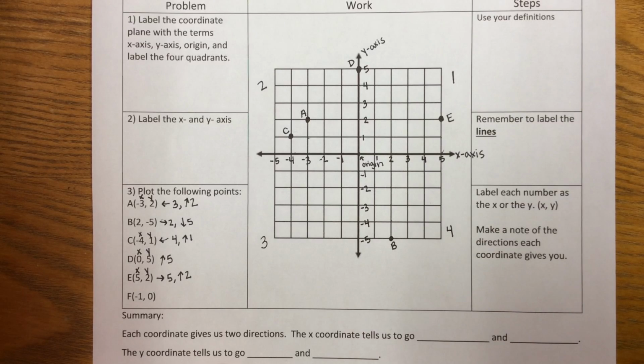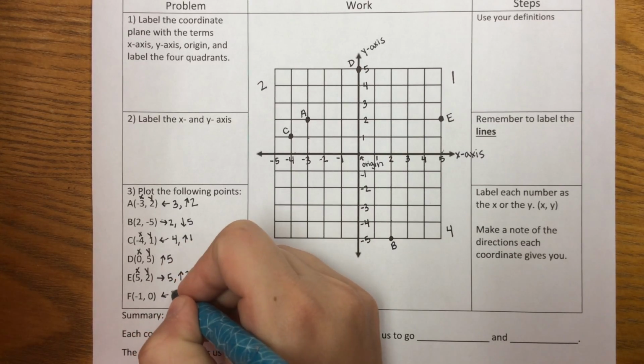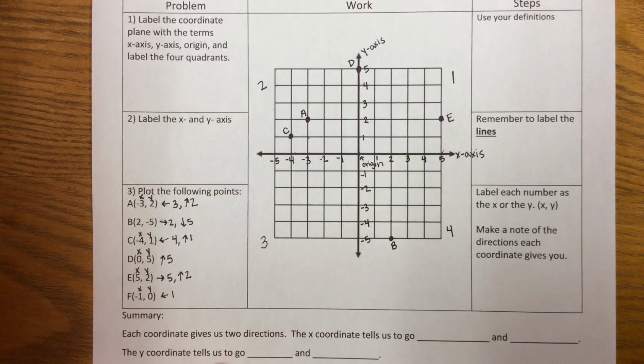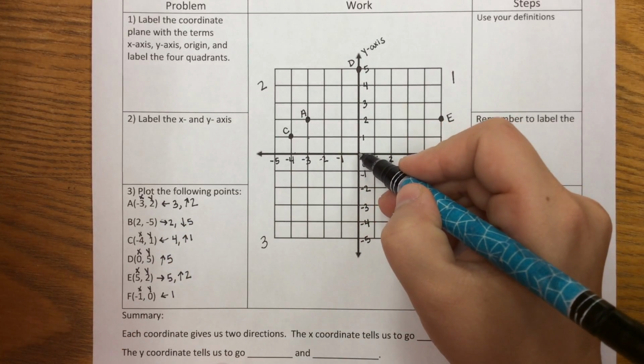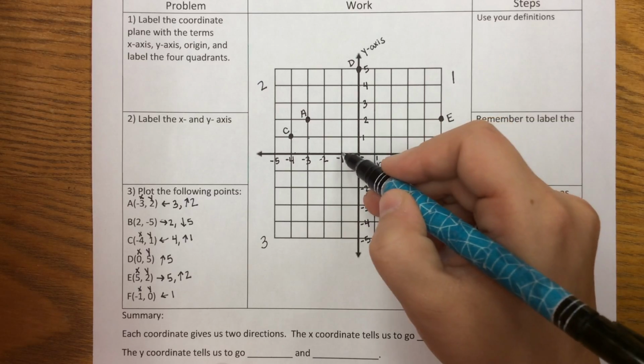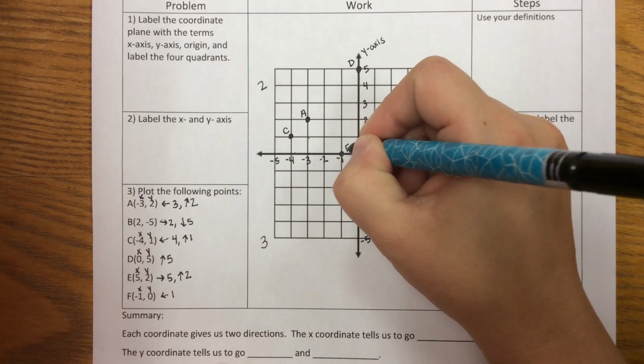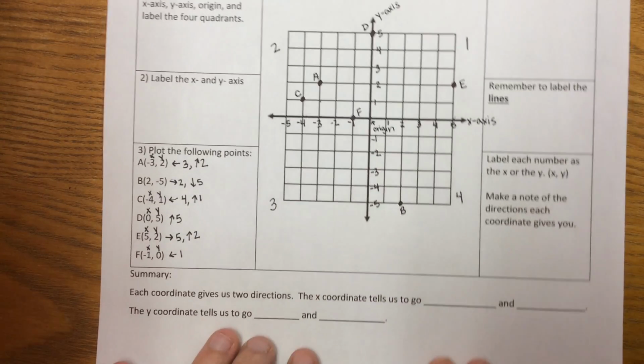Right, and lastly, sorry about that, I have F is negative 1, 0. So the negative 1 tells us to go left 1 because that's our x. And our y is 0, meaning we don't go up or down. So we just start at the origin, 0, 0, and I just go left 1, and then I stay there. So that is F.